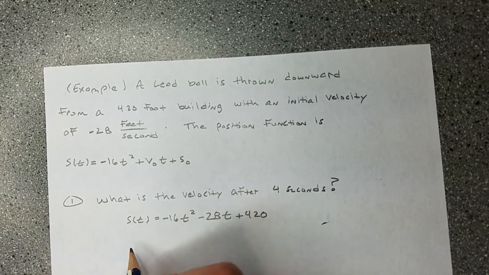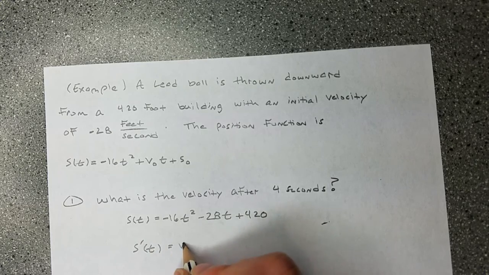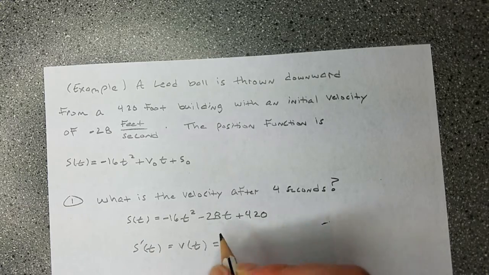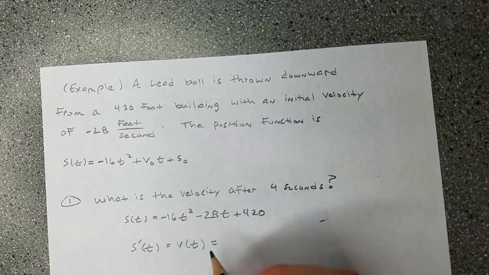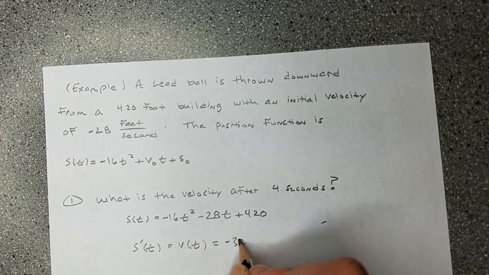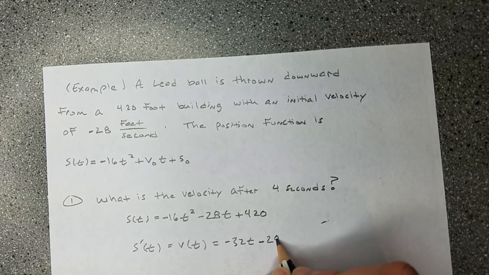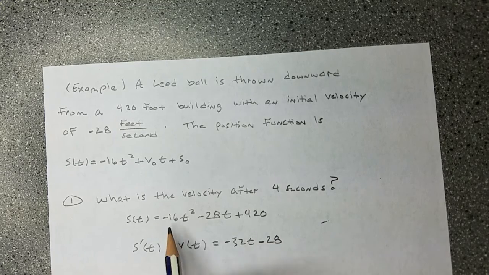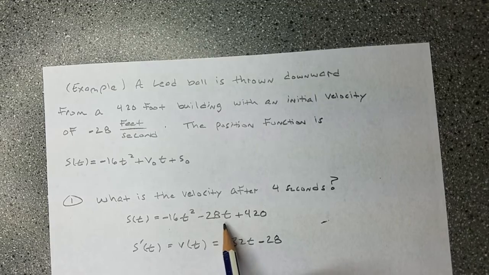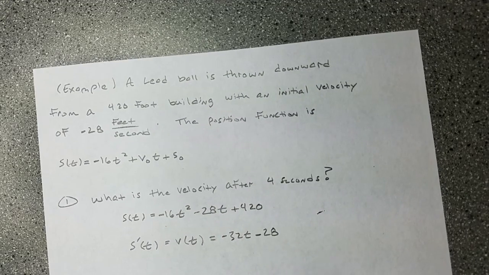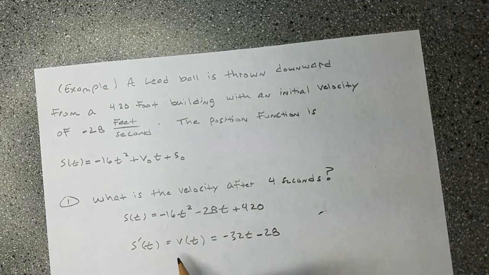So what we're looking for is s prime. Remember, the instantaneous velocity is the derivative of the position. That will be negative 32t minus 28. That's the derivative of negative 16t squared minus 28t plus 420. So there's your velocity at any time.